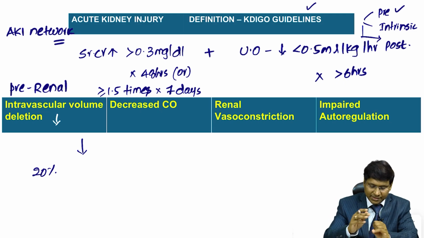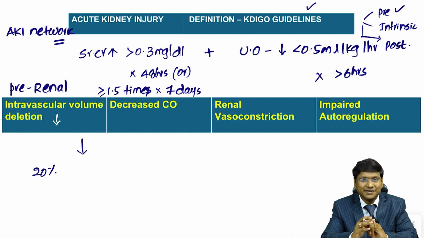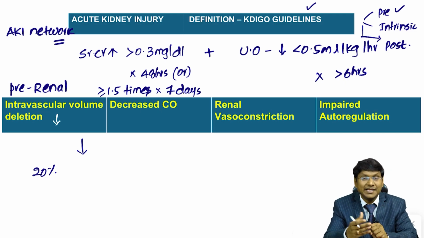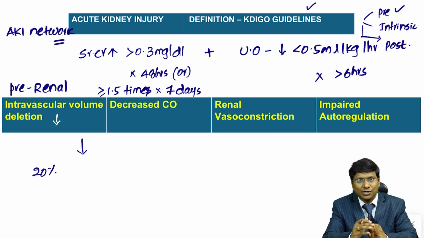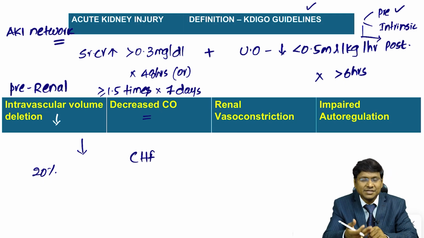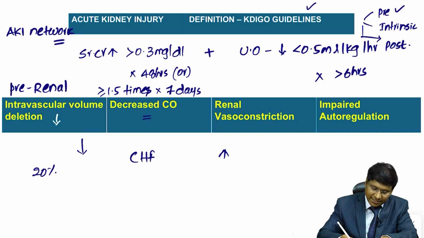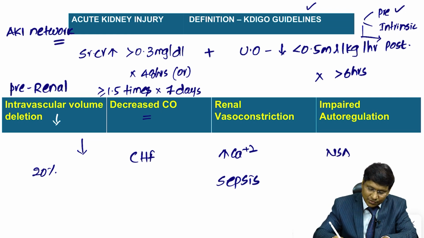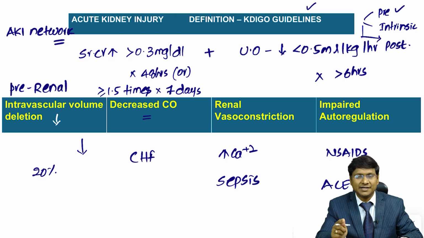Now, what are those conditions? Decrease in intravascular volume is observed in case of gastroenteritis and severe vomiting. These are the two conditions, and also in individuals on diuretics in increased quantity. Next, decrease in cardiac output is observed in conditions like congestive heart failure. Renal vasoconstriction will cause decreased renal perfusion, and that can be observed in case of hypercalcemia and sepsis. And impaired autoregulation is caused by certain drugs which will affect the renal perfusion, and these drugs include NSAIDs and ACE inhibitors. NSAIDs will cause afferent arteriolar constriction, causing decrease in renal perfusion, whereas ACE inhibitors or ARBs will cause efferent arteriolar dilatation, causing decreased renal perfusion.